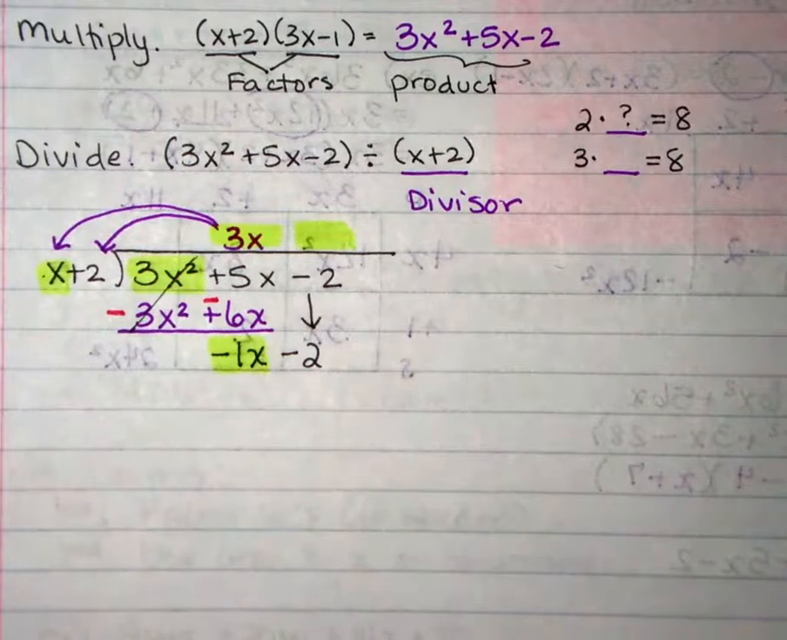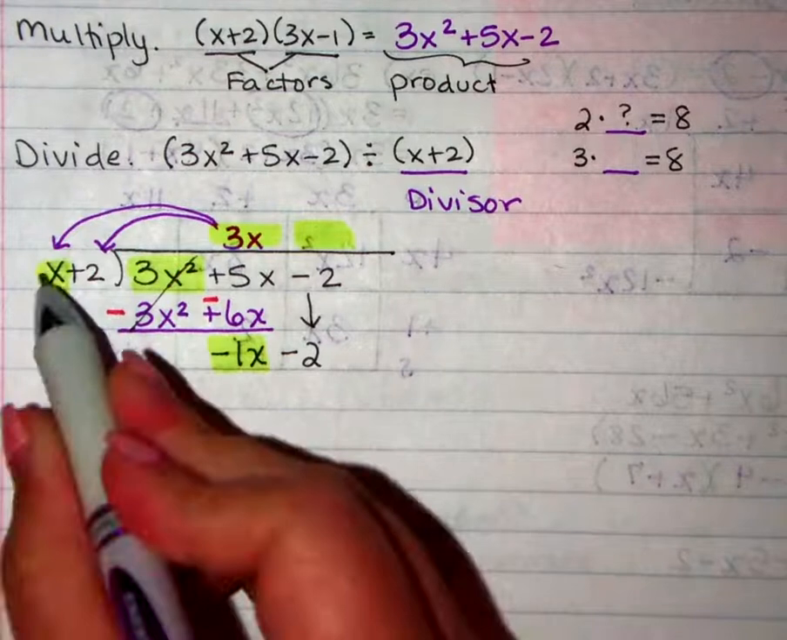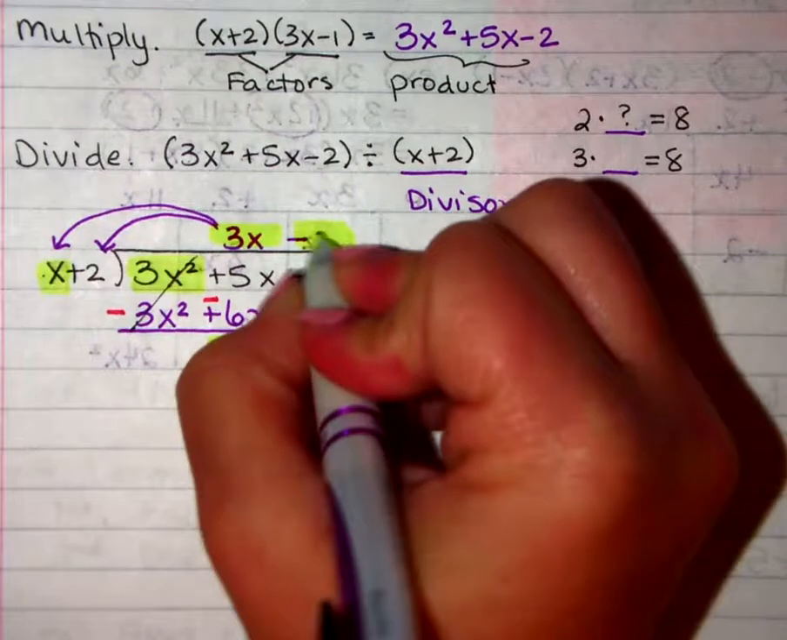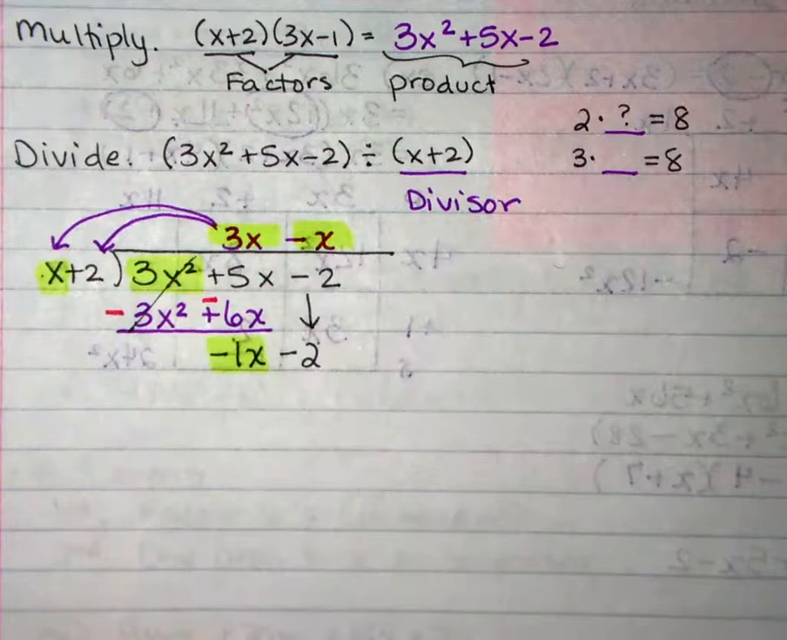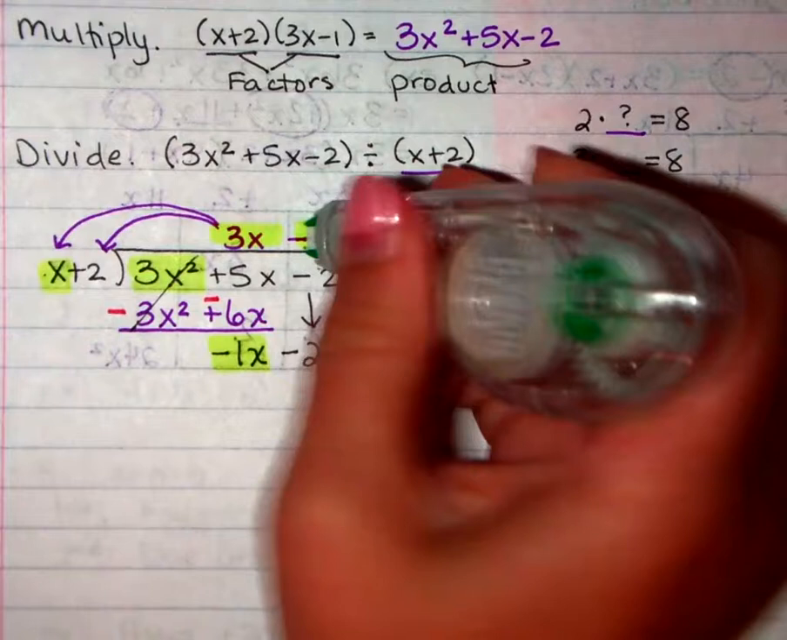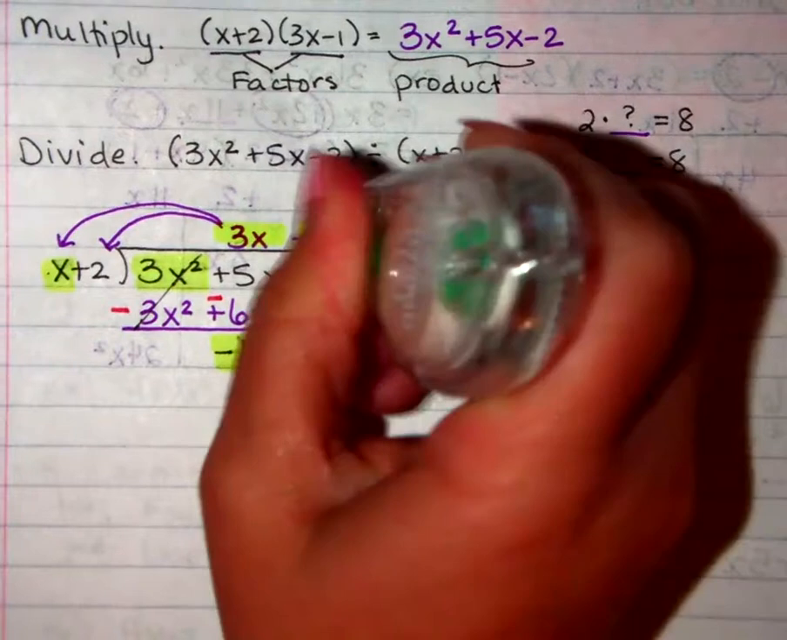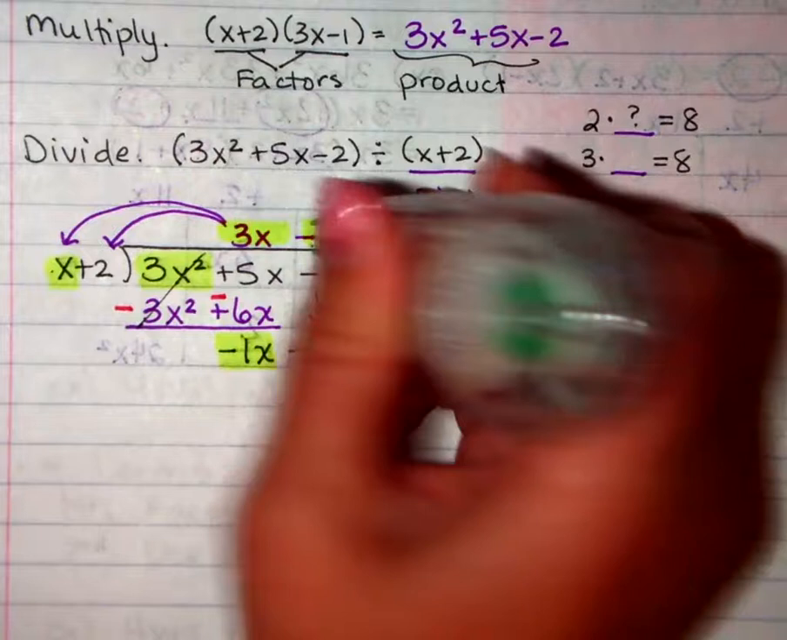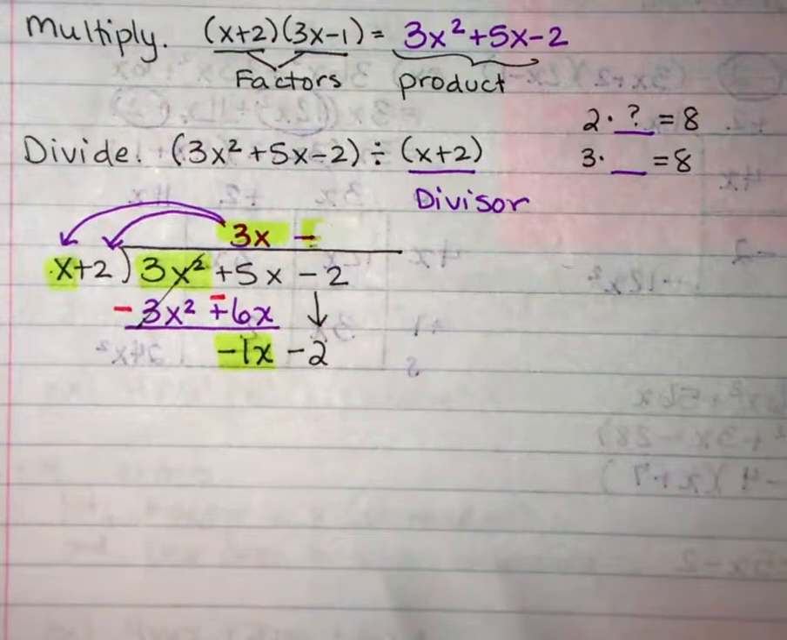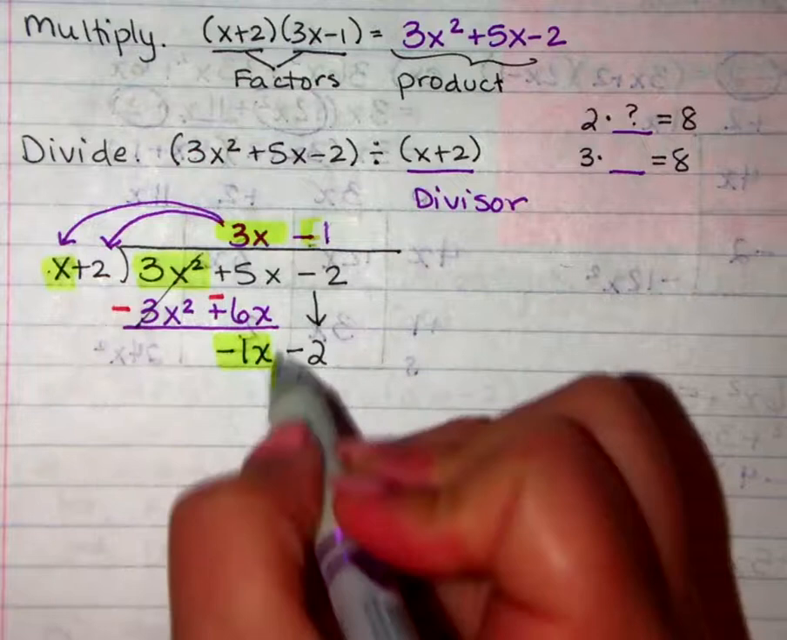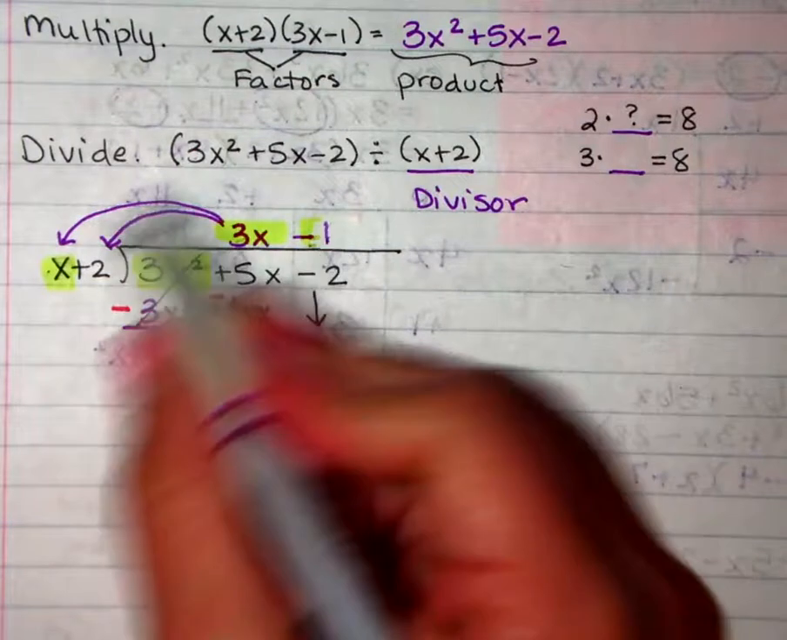No, I don't. I need a negative 1. I'm sorry, I just need a constant. I don't need the x because I already have my x. I just need a negative 1, because if I had multiplied, I would have gotten something that I don't need. So negative 1 times x is a negative x. Negative 1 times 2 is a negative 2. And again, I need to subtract them both.